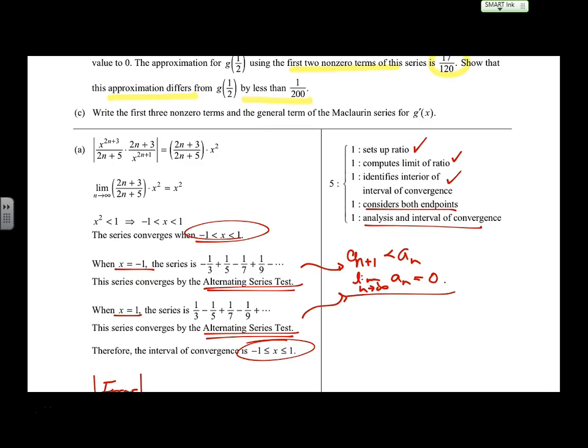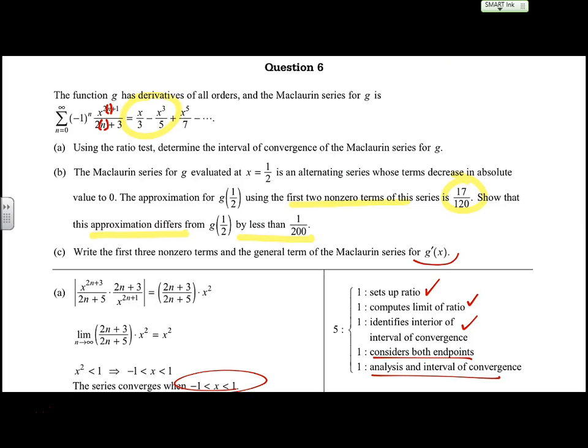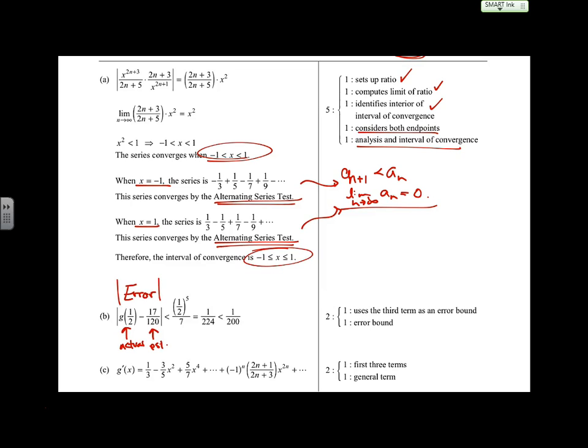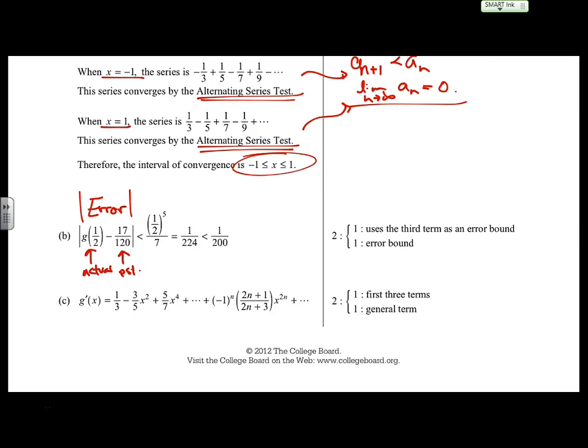Letter C: write the first three non-zero terms and the general term of the Maclaurin series for G prime. Well, that's not bad because we have G up above. Remember, for G prime, all we've got to do is take the derivative term by term because it's like a polynomial. And so all we were doing was a lot of power rule, for the first term, second term, third term. The tricky thing probably would have been the general term.